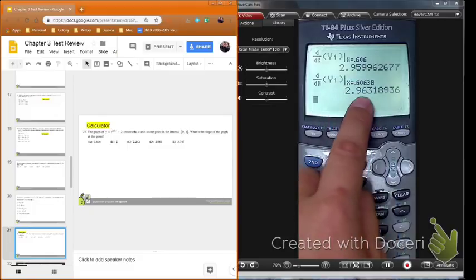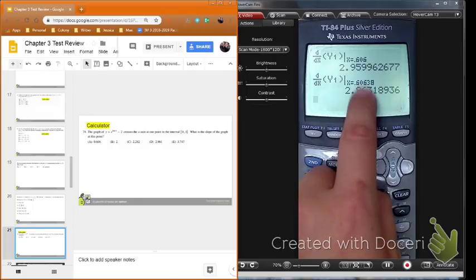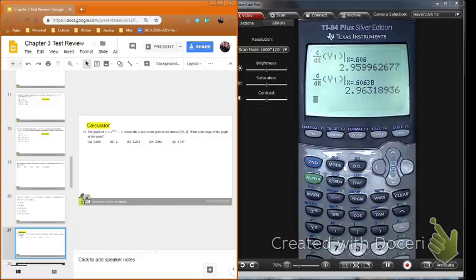It's close enough. But it's probably because of the number of significant figures that I'm using, or the number of decimal places that I'm using. I'm sorry. So the slope of the tangent line at that point is answer choice D, 2.961. Right there.